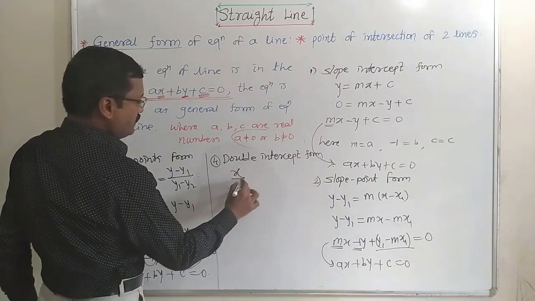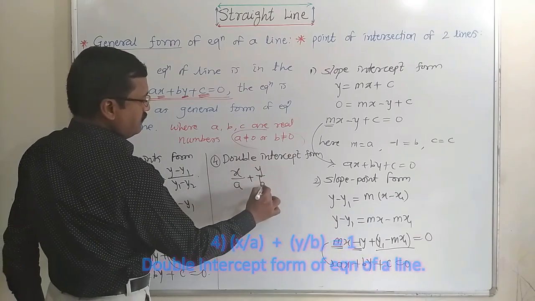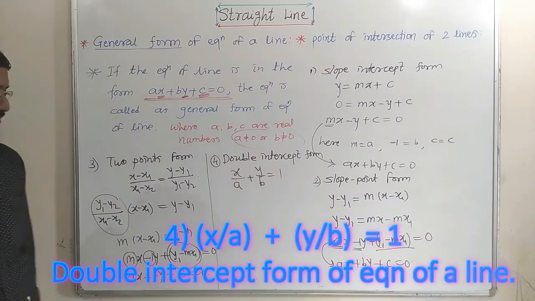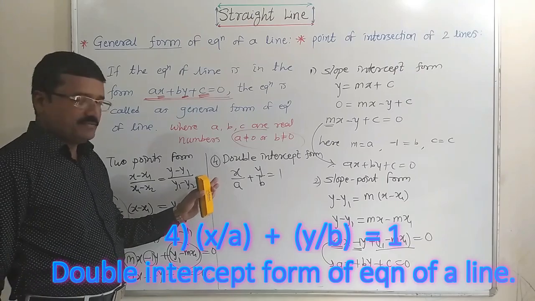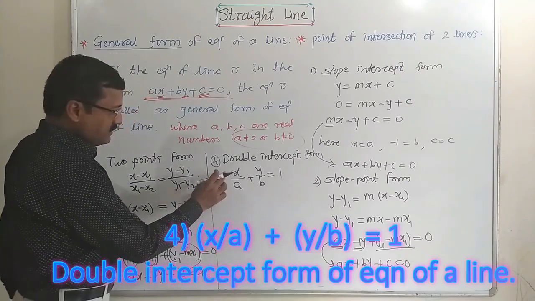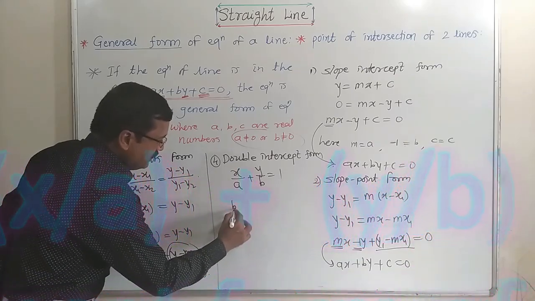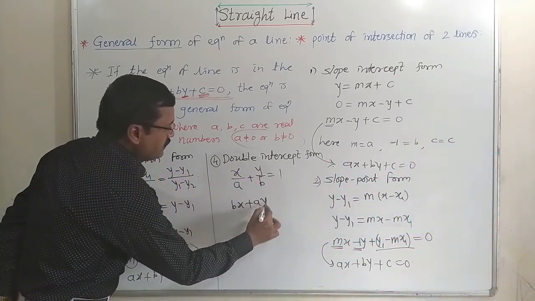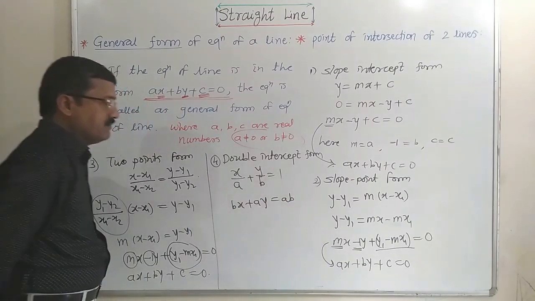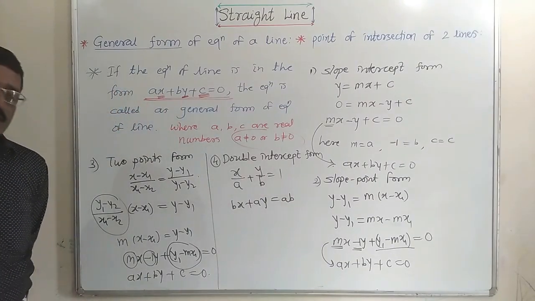Double intercept form is x upon a plus y upon b equal to 1. It is a very favorite form of students. Simplifying this, we get bx plus ay equal to ab, meaning multiplying each term by ab.